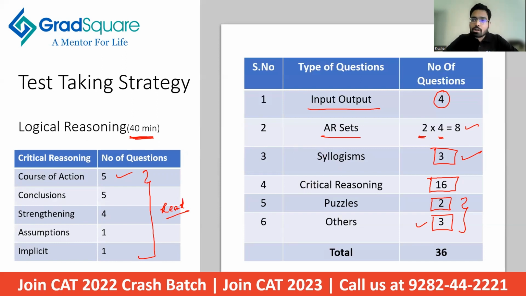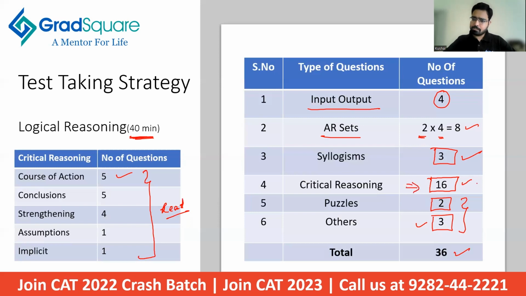I would very strongly recommend that you prepare all of these 5 kinds of questions before getting into the paper. If you get into the paper without preparing critical reasoning, don't expect a good score, because out of 36 questions, 16 come from critical reasoning. That's almost 40% of your paper. So that's very, very significant.